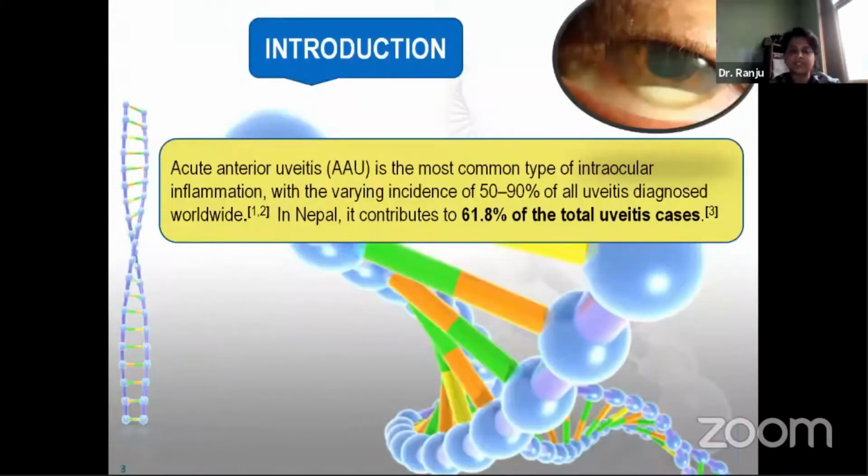Uveitis is my subspecialty, and among all the types of uveitis worldwide, acute anterior uveitis is the most common type. It holds true for Nepal, for our country also. 61.8% of the total uveitic population mainly present with acute, anterior uveitis. And out of that, we will be today dealing with the acute form of anterior uveitis.